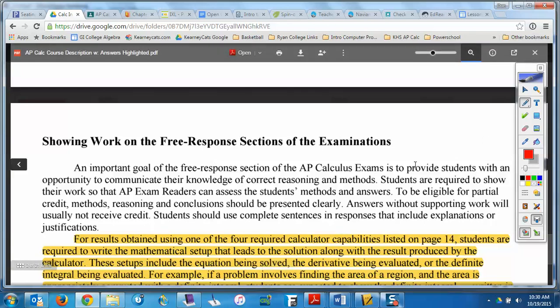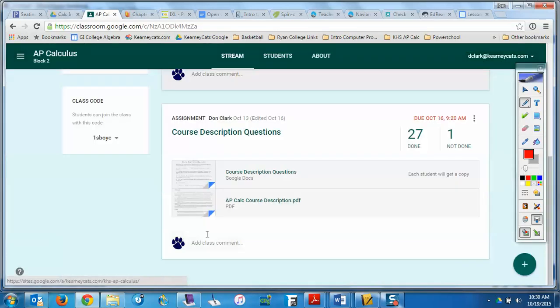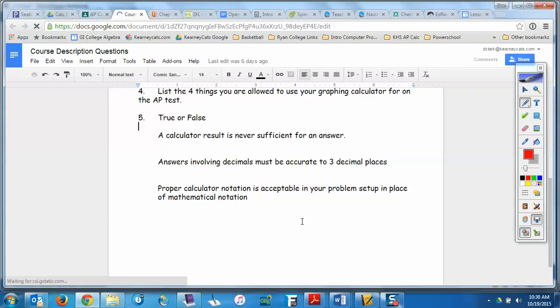What was the first one? It said, is a calculator result sufficient? I think was the first one. Let's pull those up. Calculator result is never sufficient for an answer. Now, I meant that to be true. Some of you put false with kind of some clarification on it. Basically what that means is the example I just showed you.